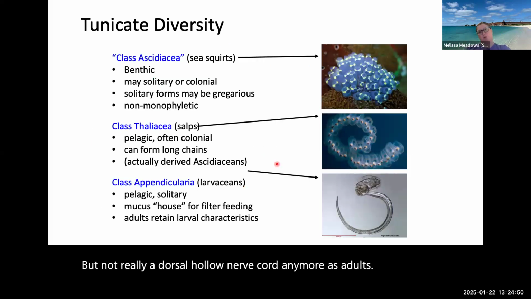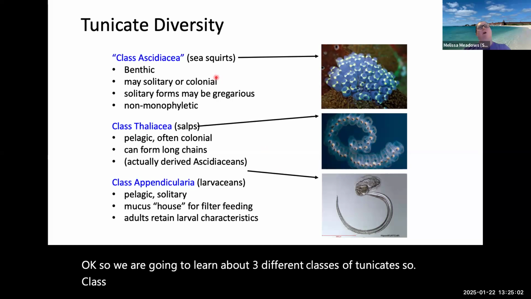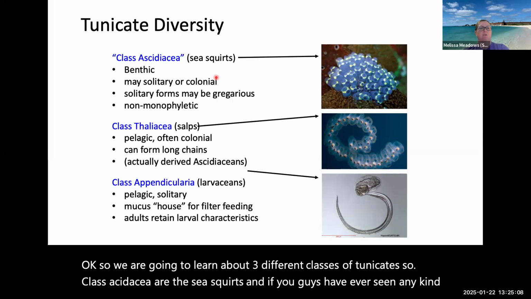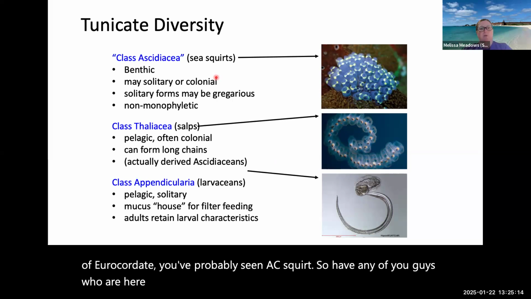Okay, so we are going to learn about 3 different classes of tunicates. So, class Ascidiacea are the sea squirts. And if you guys have ever seen any kind of urochordate, you've probably seen a sea squirt. So have any of you guys who are here ever seen a sea squirt before?